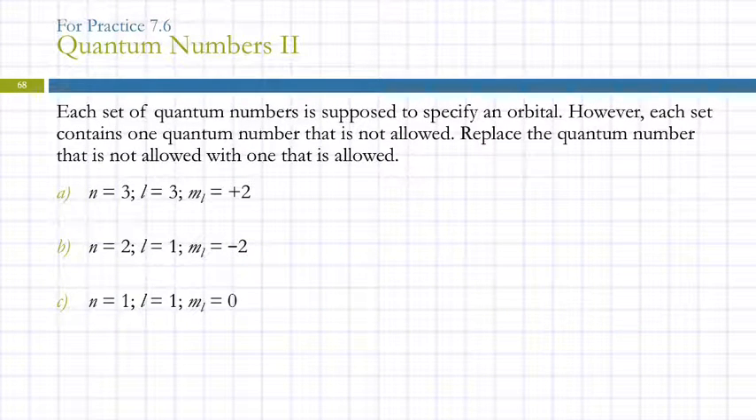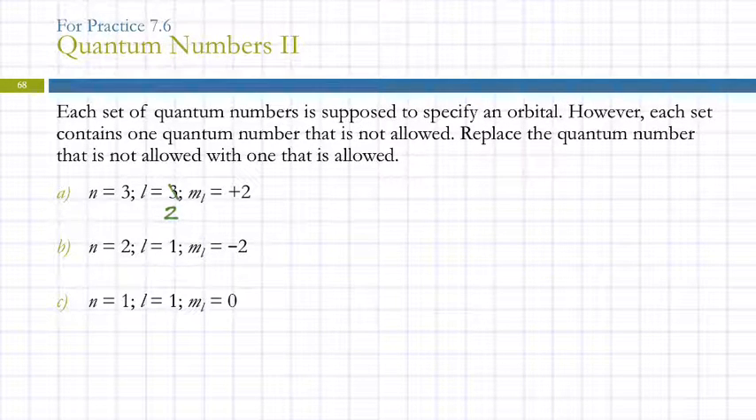So get this. Each set of quantum numbers is supposed to specify an orbital. However, each set contains one quantum number that is not allowed. Replace the quantum number that is not allowed with one that is allowed. So, for A, N equals 3, L equals 3, and M sub L equals plus 2. Which one is not possible? L. L can only go up to 1 less than N, so it can't be 3. What could we replace it with? 2. Could we replace it with 1? If we replace this with 1, then M sub L can't be plus 2.